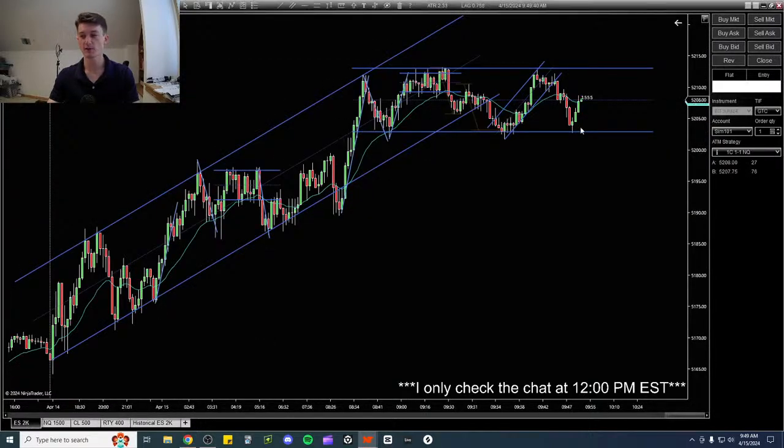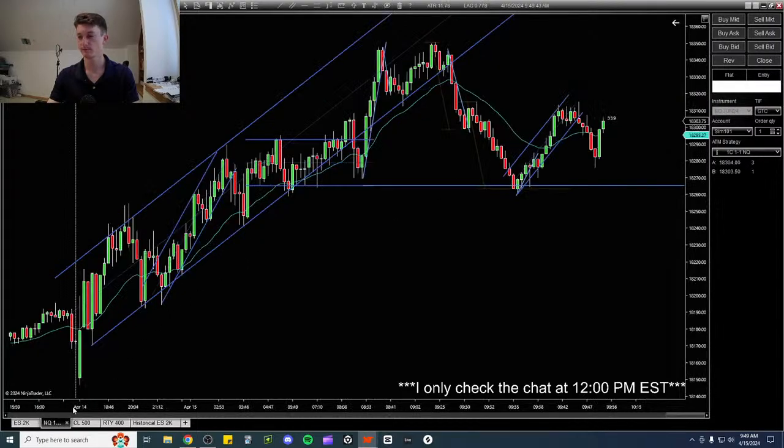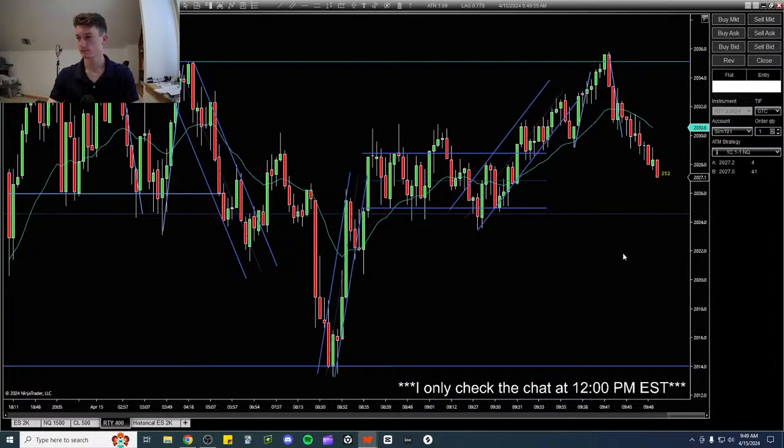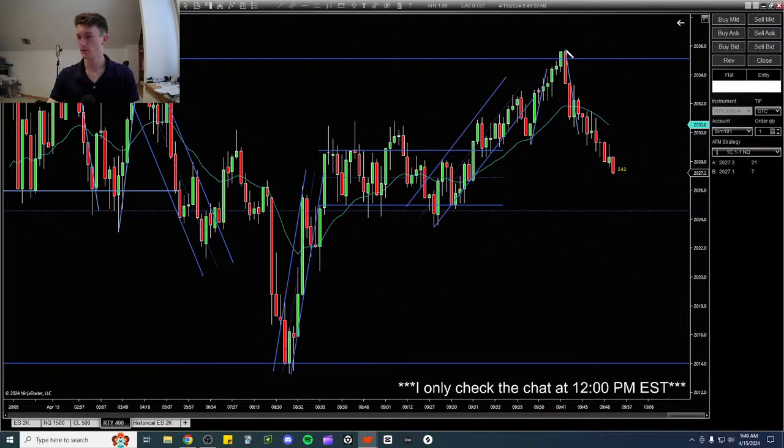The ES is finding support off the same level, supporting the range. In the NQ, prices look like they might be testing the highs of this uptrend. And the RTY feels to me like it might have a spike and channel down.